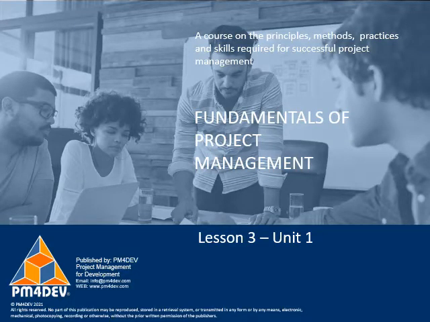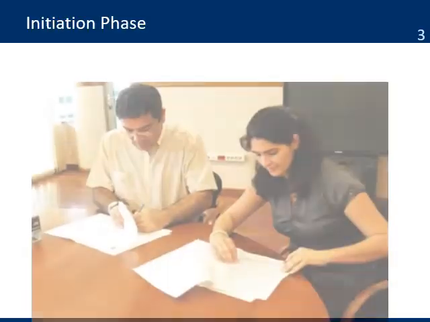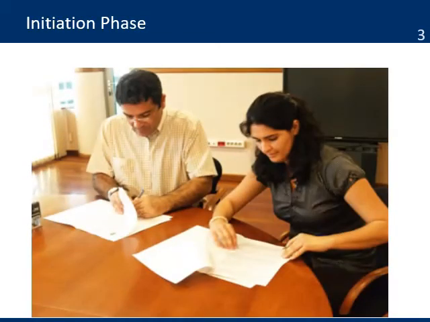Lesson 3, Unit 1, the initiation phase. This is the first phase of the project management cycle. The initiation phase starts once a proposal has been accepted by the donor, the funds are available to the organization, and the project is ready to start.